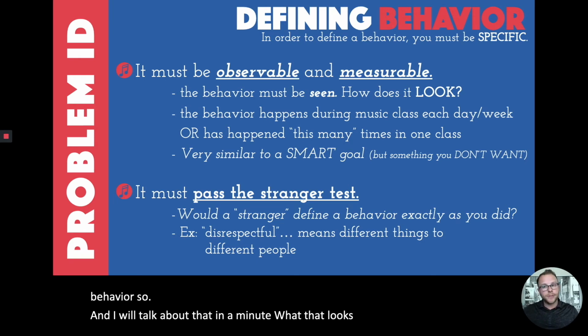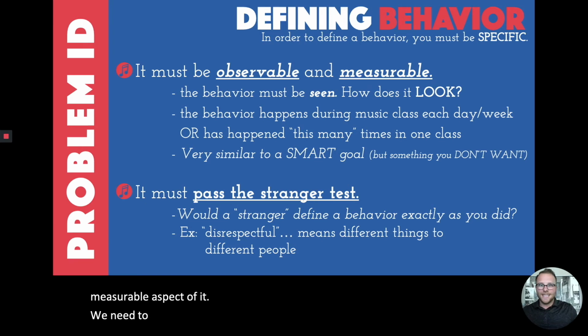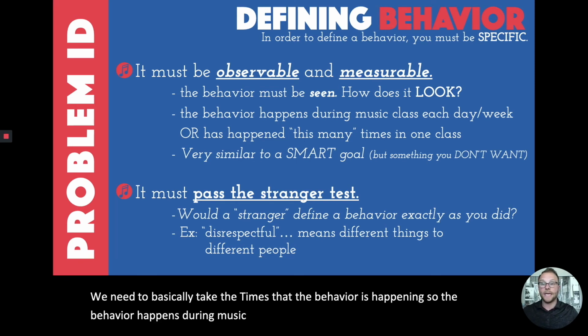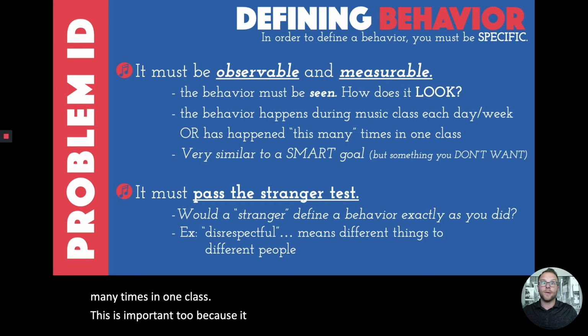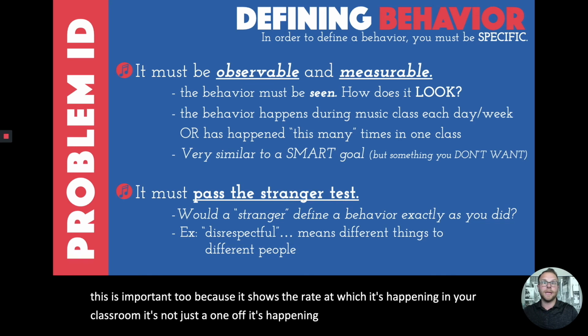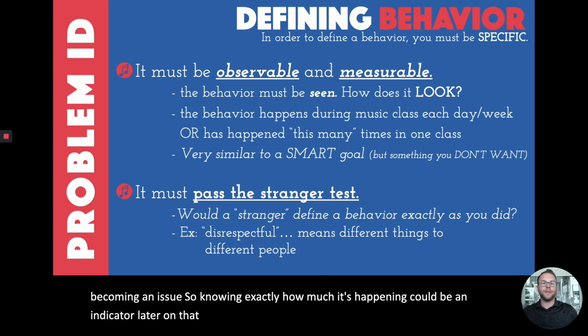And then for the measurable aspect of it, we need to basically take the times that the behavior is happening. So the behavior happens during music class each day or week, or has happened this many times in one class. This is important too because it shows the rate at which it's happening in your classroom. It's not just a one-off, it's happening multiple times and it's actually becoming an issue. So knowing exactly how much it's happening could be an indicator later on that we'll find out about how to resolve some of those issues that we're seeing.